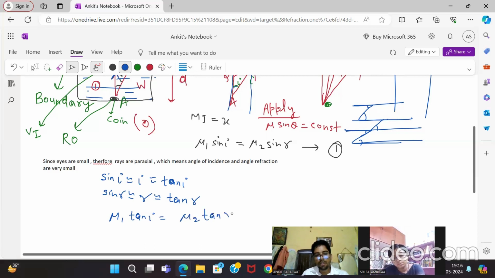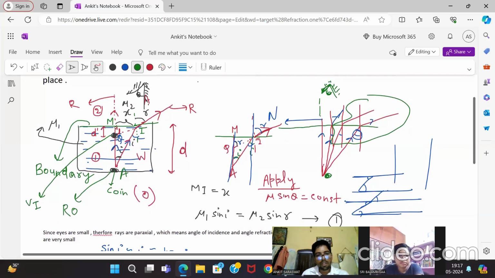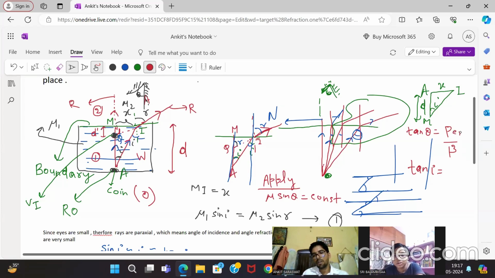Now from this triangle, tell me what is tan I? See this triangle MIA. This is I, X and this is D. So tan I will be, what is tan theta? Tan theta is perpendicular by base. So tan I, theta is I in this triangle. What is perpendicular? Tell me. X by D. This is perpendicular by base.